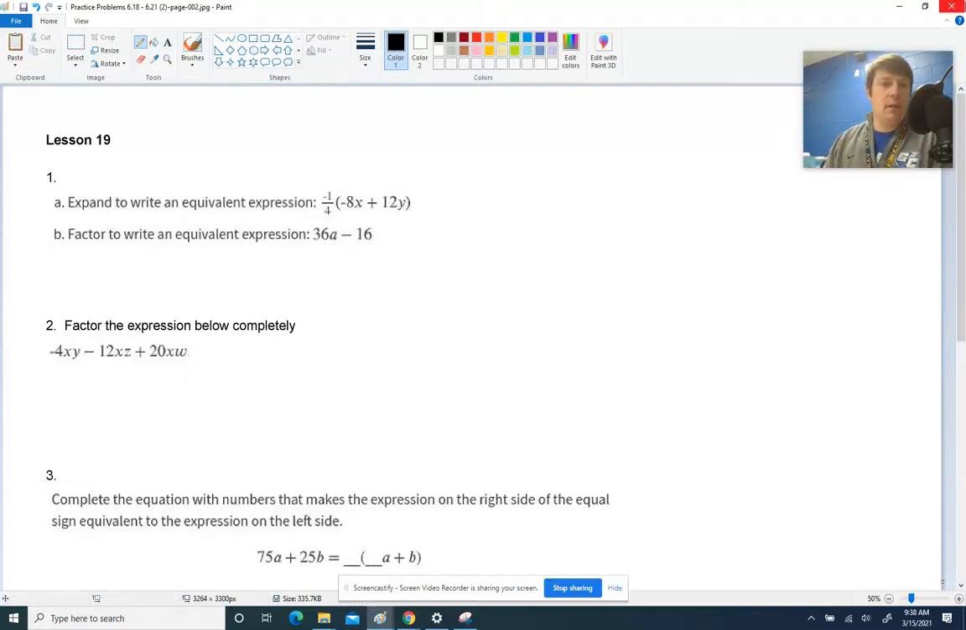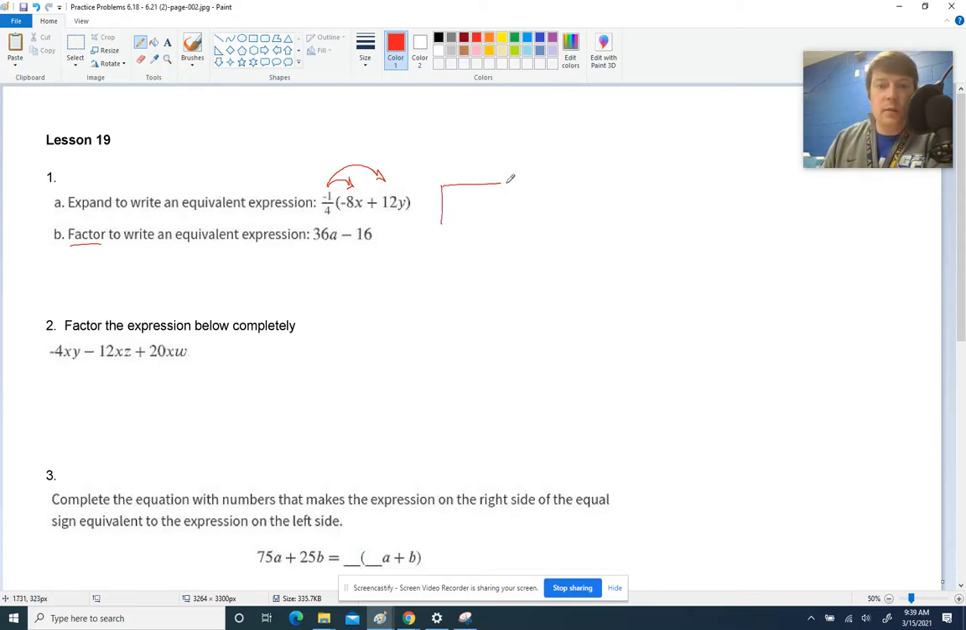Let's jump right in with the expanding and factoring problem. Number one: expand means you're going to distribute the number, multiply the outside by both inner parts of the group. Factor means you're going to reverse that and pull a number out that's a common factor, hence the word factor there. So let's do the first one here.